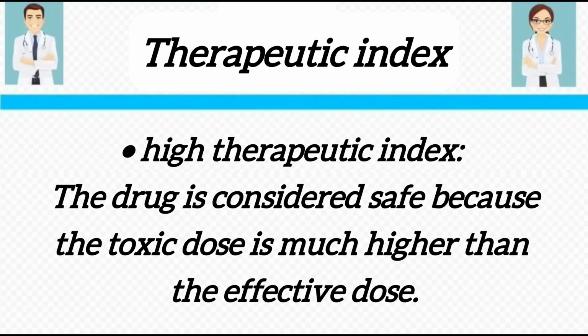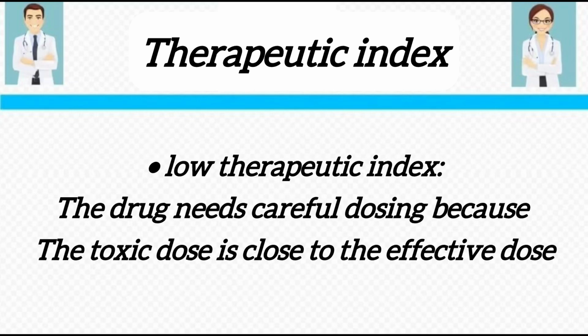On the other hand is low therapeutic index. So in the low therapeutic index, the drug needs careful dosing because the toxic dose is close to the effective dose. For example, the effective dose is 5 mg and the toxic dose is 7 mg or 8 mg. So careful dosing is required.